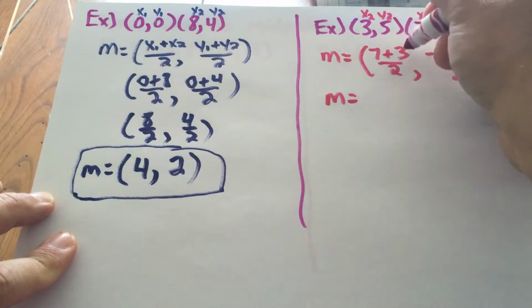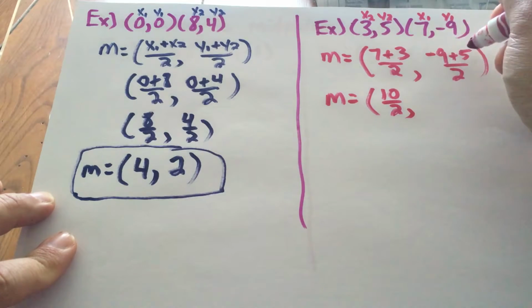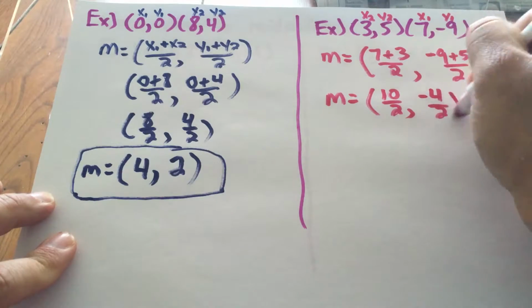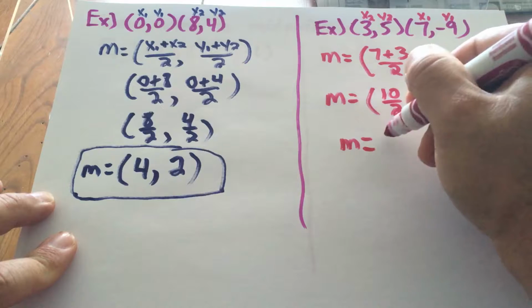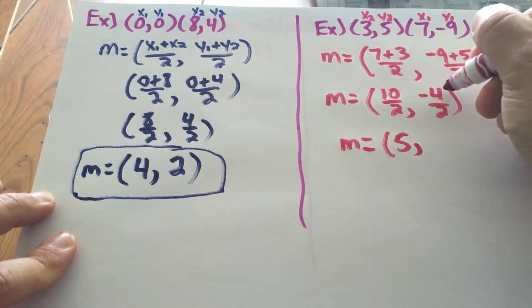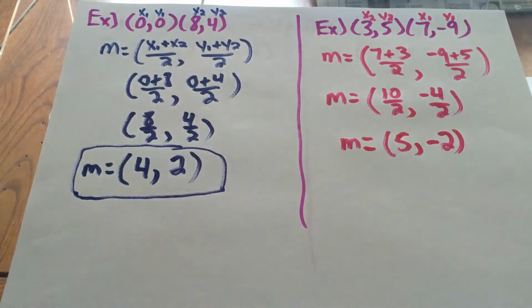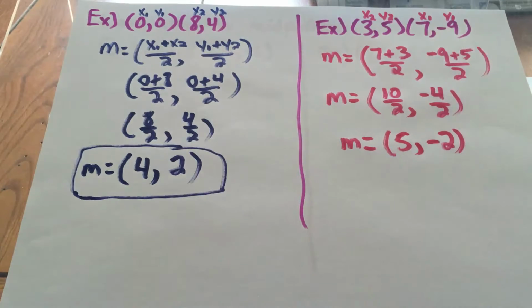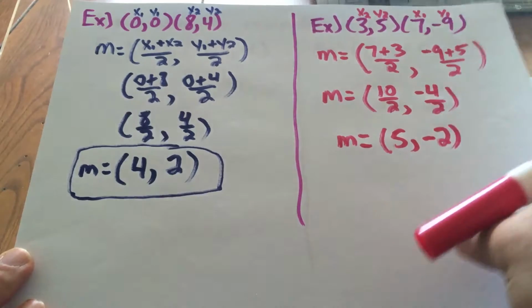So we'll crunch it out. 7 plus 3 is 10. Negative 9 plus 5 is negative 4 divided by 2. And then you just simplify it. 10 divided by 2, that's 5. Negative 4 divided by 2 is negative 2. Okay? So that point 5, negative 2 is at the exact midpoint between these 2 points there. Alright? So that's how you use the formula.